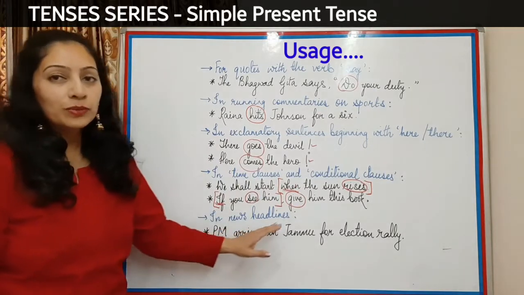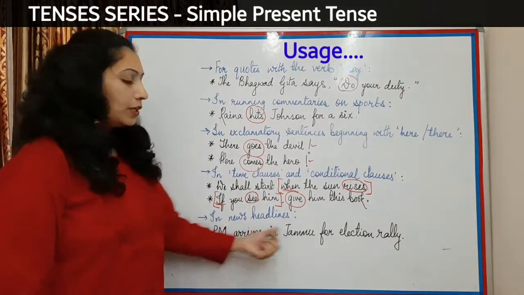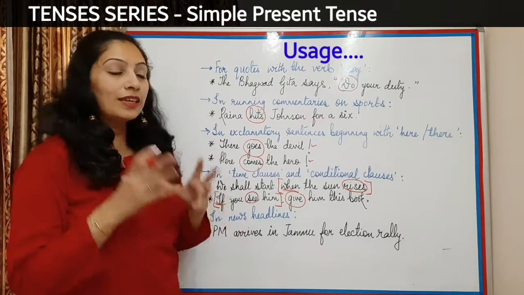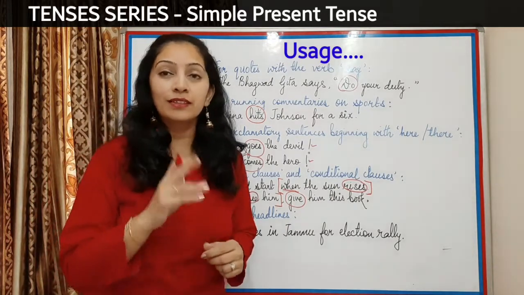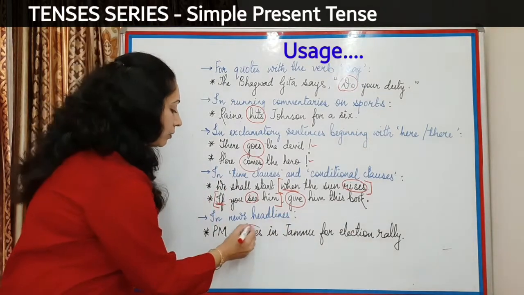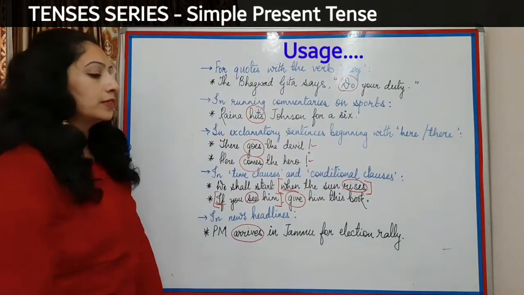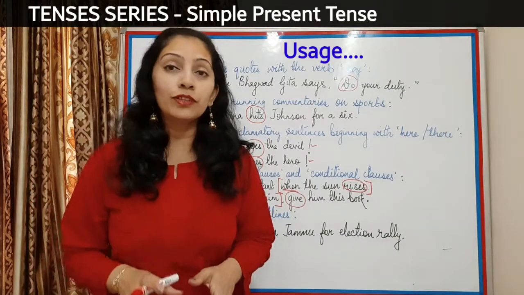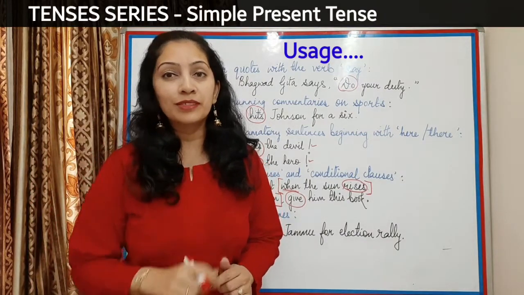The last of the uses of simple present tense is in news headlines. Whenever we see headlines, they are always short and concise. PM arrives in Jammu for election rally. If you look at the verb here, it is in the present tense. And here we finish with all the uses of simple present tense.